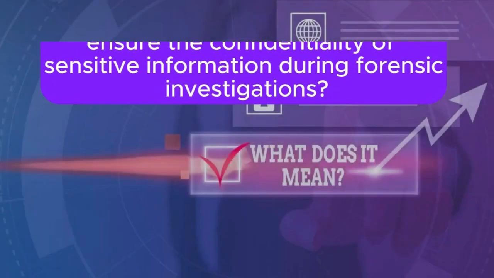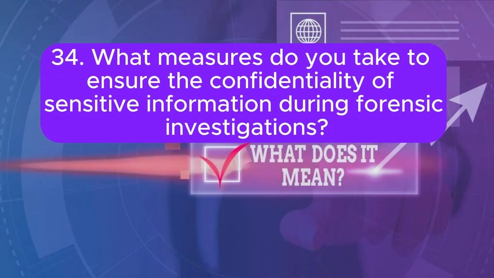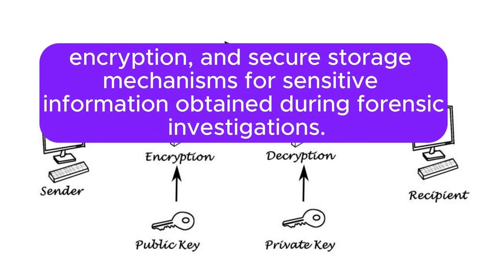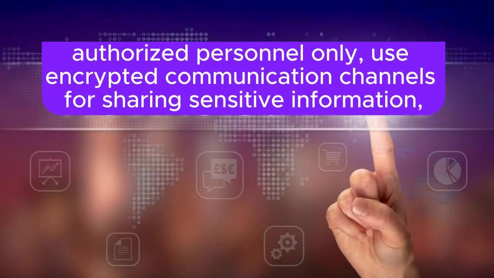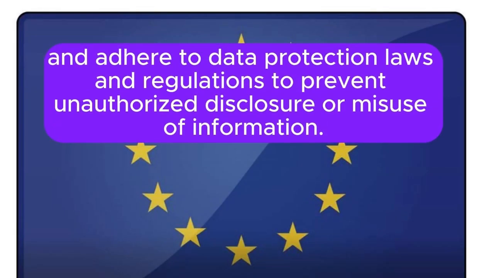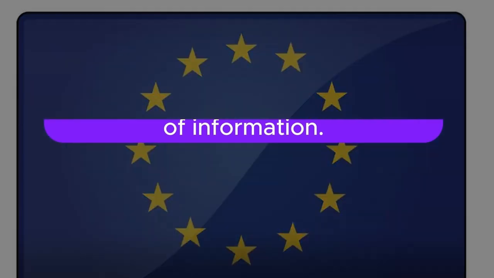It's crucial to communicate complex technical concepts clearly and accurately to the court, while maintaining impartiality and integrity as an expert witness. 34. What measures do you take to ensure the confidentiality of sensitive information during forensic investigations? Answer: Ensuring confidentiality involves implementing strict access controls, encryption, and secure storage mechanisms for sensitive information obtained during forensic investigations. I restrict access to forensic data to authorized personnel only, use encrypted communication channels for sharing sensitive information, and adhere to data protection laws and regulations to prevent unauthorized disclosure or misuse of information.